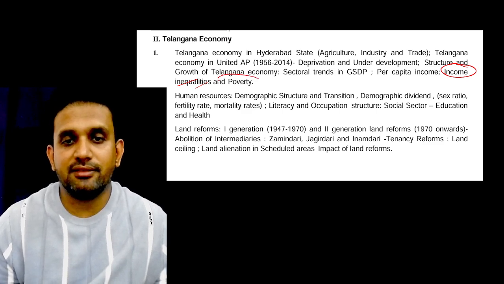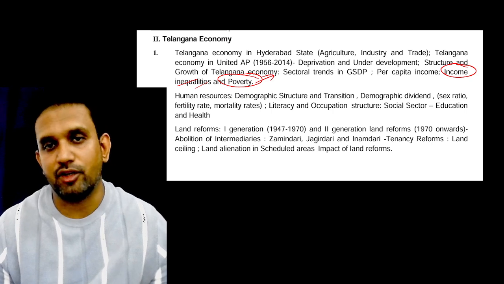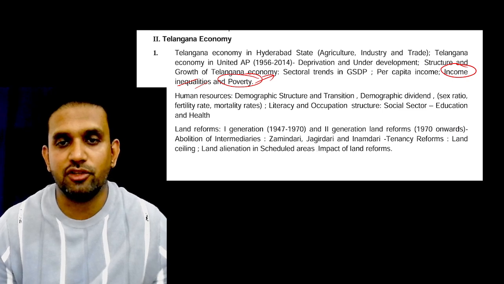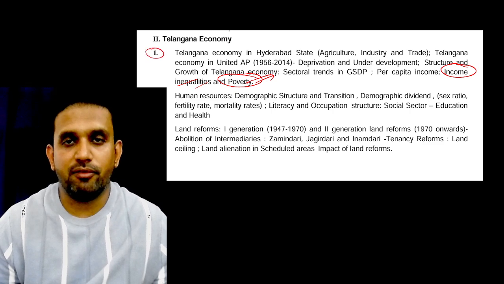Then poverty data is clearly mentioned in our books. Directly we can have the topics from it. Our poverty data is also mentioned in the 2016 and 17 Economic Survey. So there also you can find rural and urban poverty mentioned. So you get the latest figures there also. Fine. So this is all about the Telangana economy, the first unit.